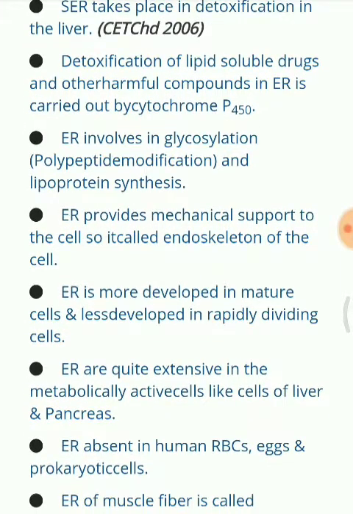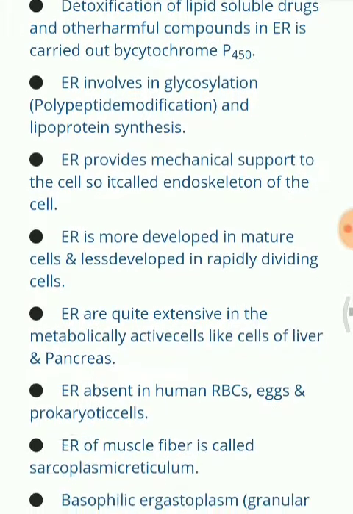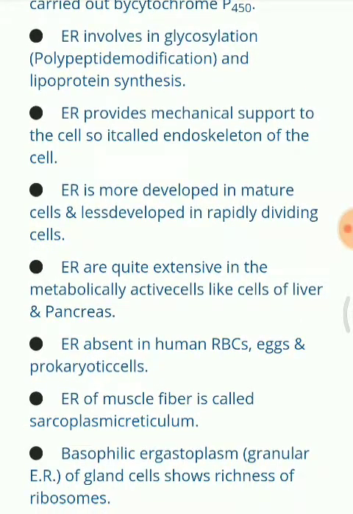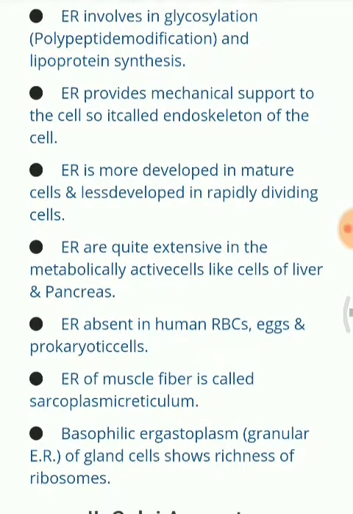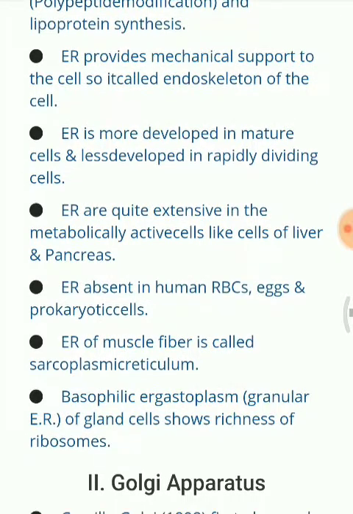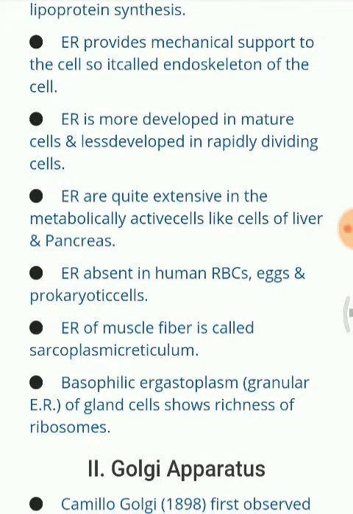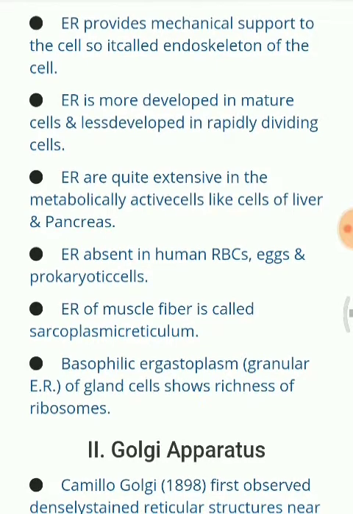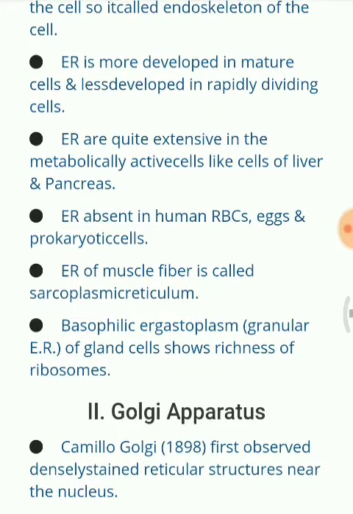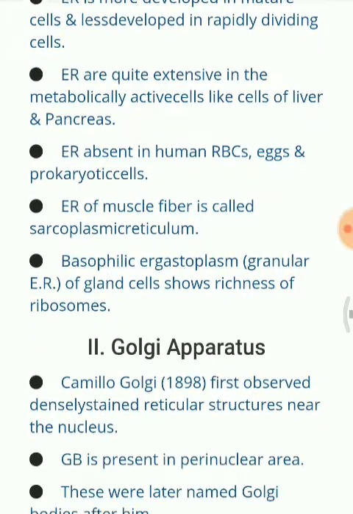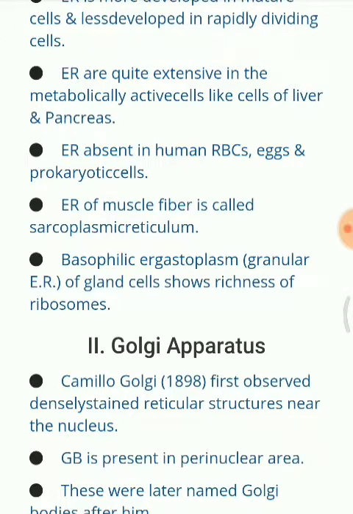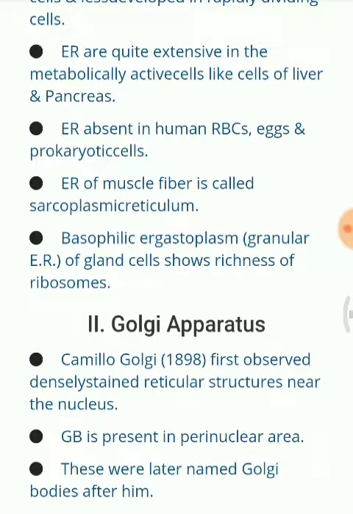ER provides mechanical support to the cell, so it is called the endoskeleton of the cell. ER is more developed in mature cells and less developed in rapidly growing cells. ER is quite extensive in metabolically active cells like the cells of the liver and pancreas. ER is absent in human RBCs, eggs, and prokaryotic cells. ER of muscle fiber is called sarcoplasmic reticulum. So basophilic ergastoplasm, granular ER of glands, shows richness of ribosomes.